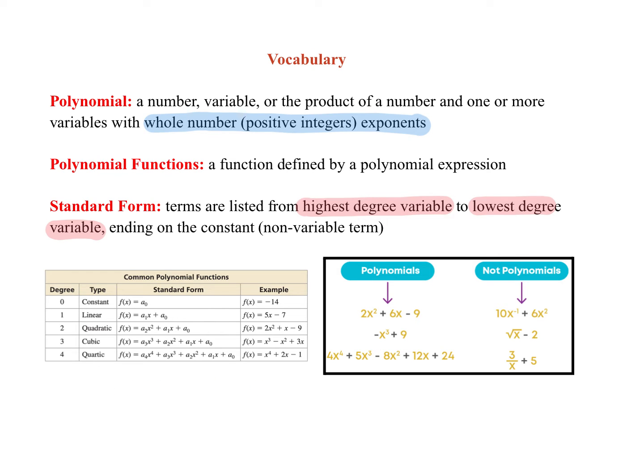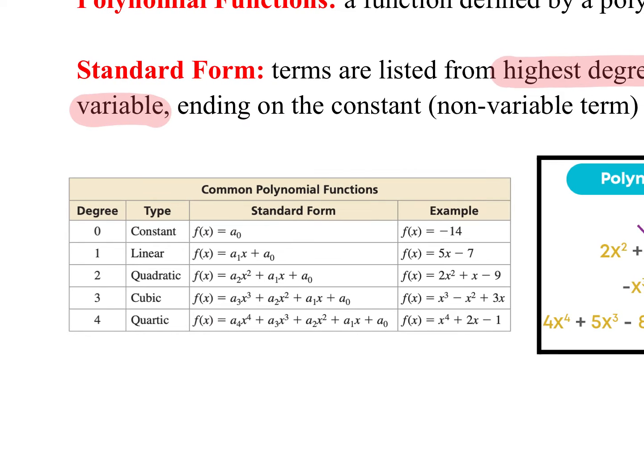So here we have some common polynomials that actually have set names. If you just have y equals a constant, like y equals 5, we call that a constant function. We're going to talk about the degree in a second, but just for a sneak peek, it is the largest exponent that you see. So here we don't see an exponent, our degree is 0. If you just have y equals 2x plus 5, your degree is 1, that's your highest exponent. That's just a linear function.